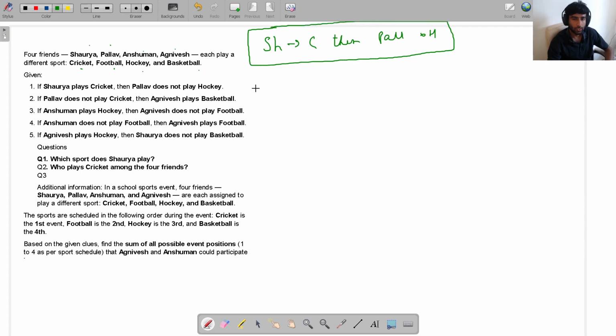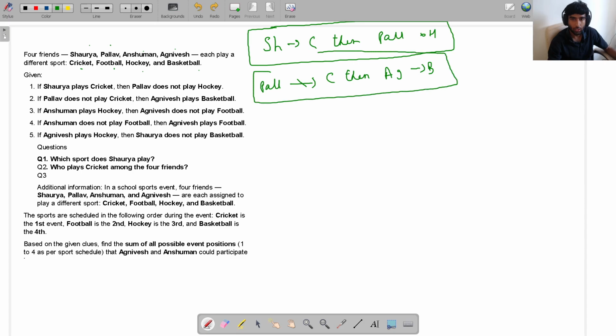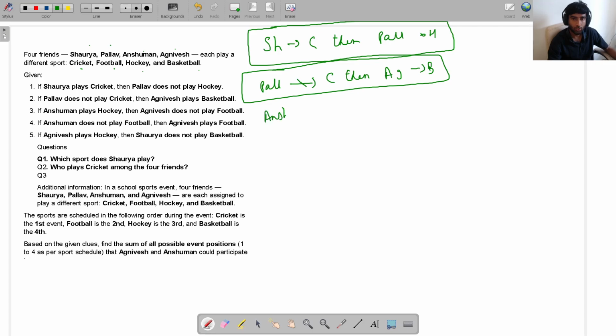What does the second clue say? If Pallav is not cricket, then Agnivesh is basketball. So again, another clue. The third clue says if Anshuman plays hockey, then Agnivesh does not play football.